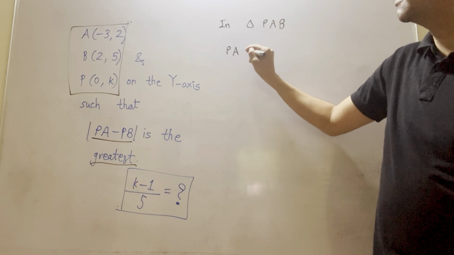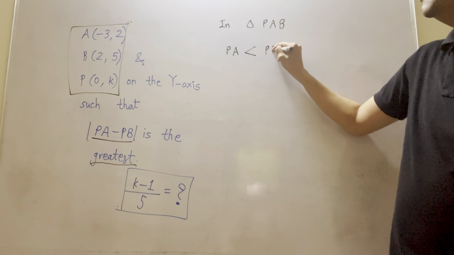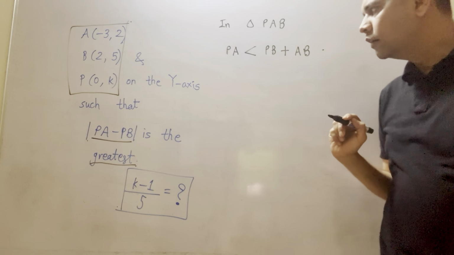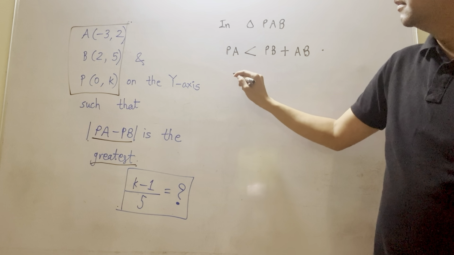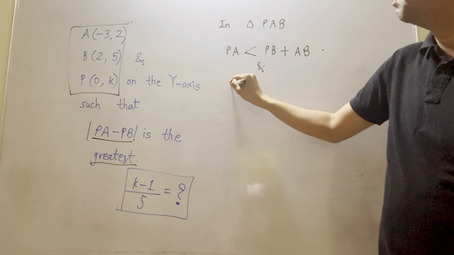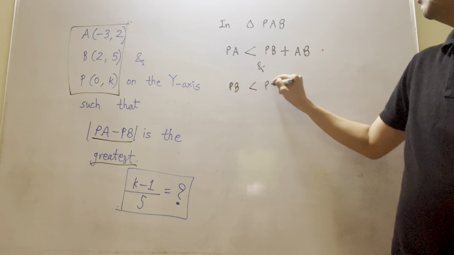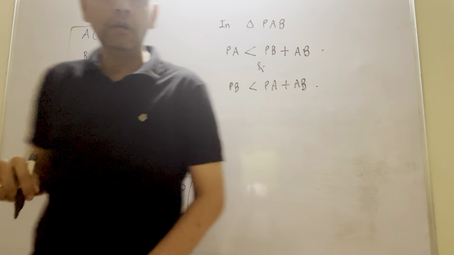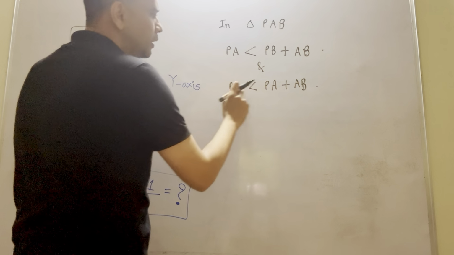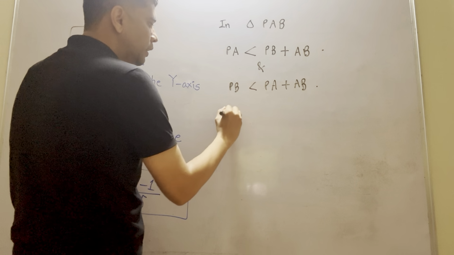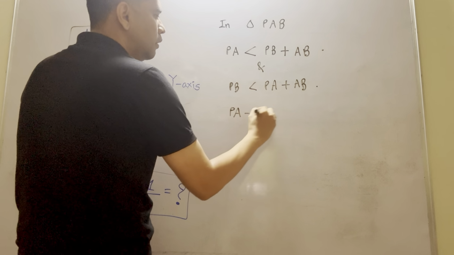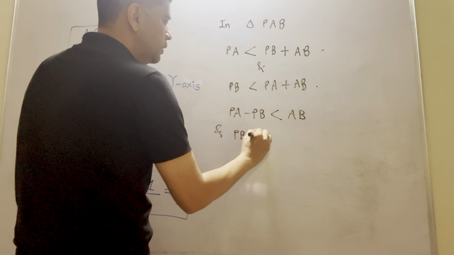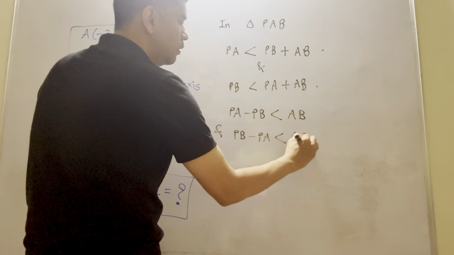So PA is the third side, which is less than PB plus AB. We have studied this in high school, right? So if you take PB to that side, we also know that PB is less than PA plus AB. This is what we have studied in high school. So if you take PB to this side and PA to this side in equations 1 and 2, you will get PA minus PB is less than AB and PB minus PA is also less than AB.